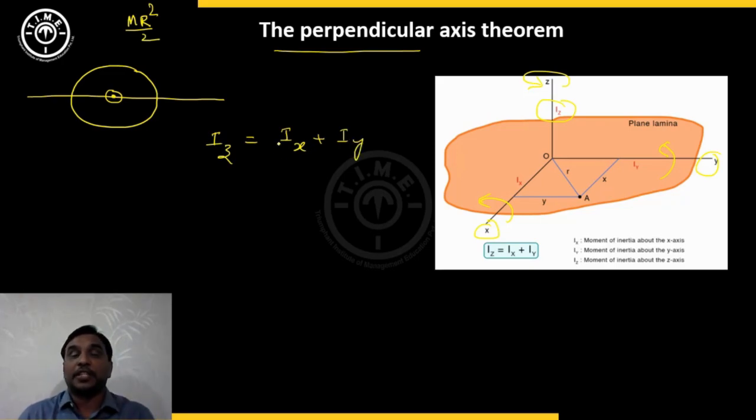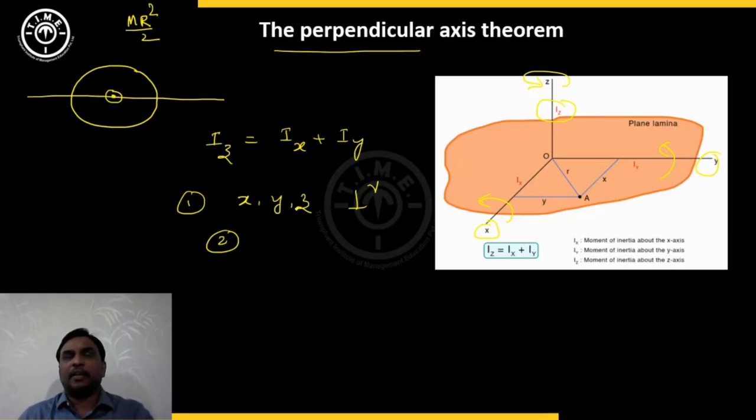Before going to the statement, we need 3 axes, x, y and z. The three axes should be perpendicular to each other. That is point number 1. Point number 2, of these 3, 2 should lie on the plane. According to the picture, this x-axis lies on the plane, and this y-axis also lies on the plane. The z-axis is perpendicular to the plane.